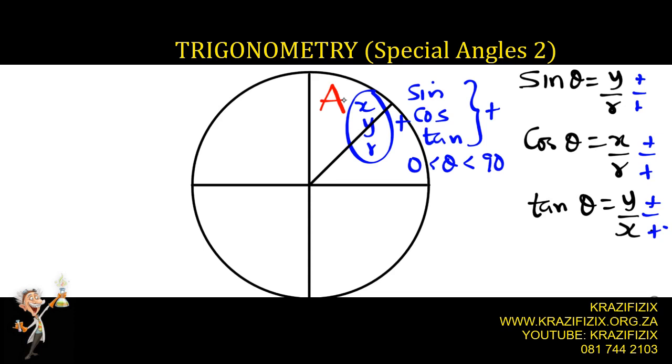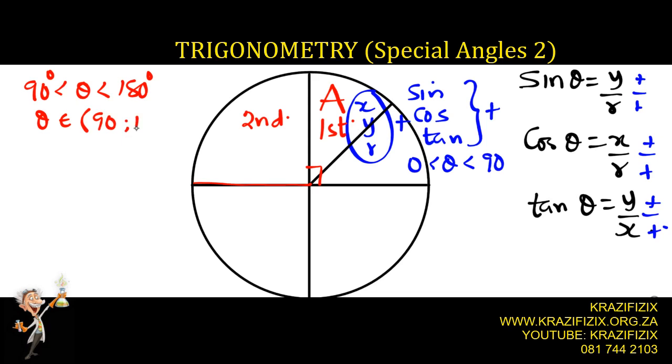Alright. What if I move to a new quadrant, the second quadrant? Let me label this using red. What will happen in my second quadrant? If I move to the second quadrant, I am going beyond what? 90 degrees. So my theta now is between 90 degrees and what? 180 degrees, because it's a straight line. Another way of writing that is to say theta is an element of 90 and 180 degrees. So all my angles are greater than 90 but less than 180.